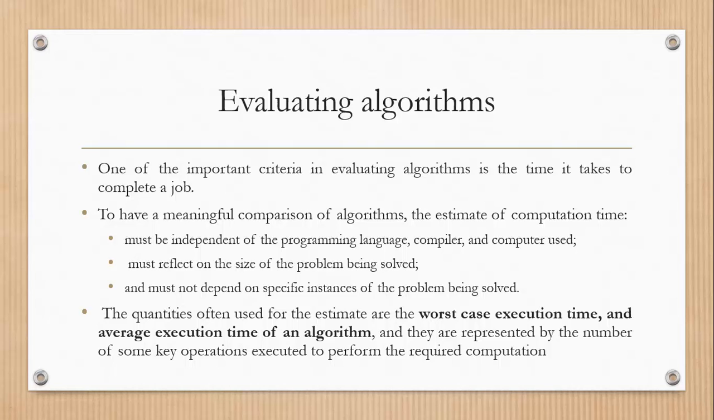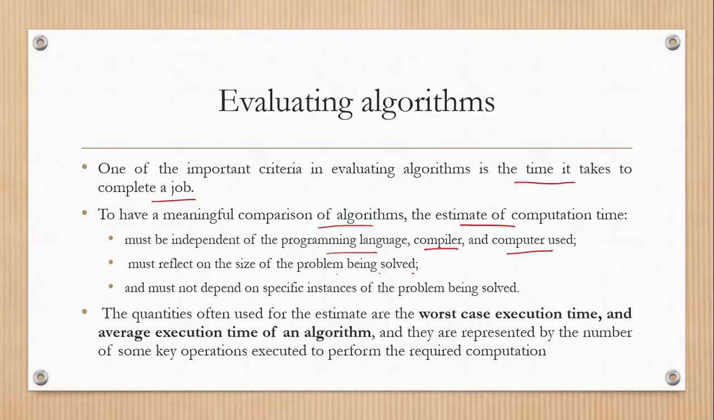Then how will we evaluate which algorithm is the better one? The most important criterion in evaluating an algorithm is the time it takes to complete that particular task. To do a meaningful comparison of algorithms, we estimate the computation time. That estimation must be independent of the programming language, compiler and the computer. It must reflect the size of the problem being solved, and it must not depend on specific instances of the problem being solved.